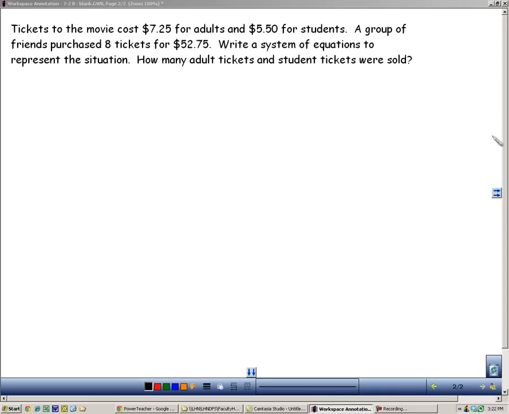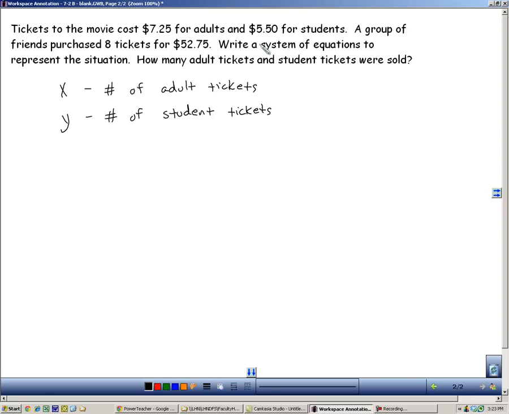Here's another real-world example that will use substitution. Tickets for a movie cost $7.25 for adults and $5.50 for students. A group of friends purchased 8 tickets for $52.75, and we have to write a system of equations to represent the situation. Now it says how many adult tickets and student tickets, so those are my unknowns. So I'm going to use x for the number of adult tickets, and y for the number of student tickets. Now this is a classic purchase problem. Remember, we talked about that. How much times how many? Well, each of the adult tickets cost $7.25, and each of the student tickets cost $5.50.